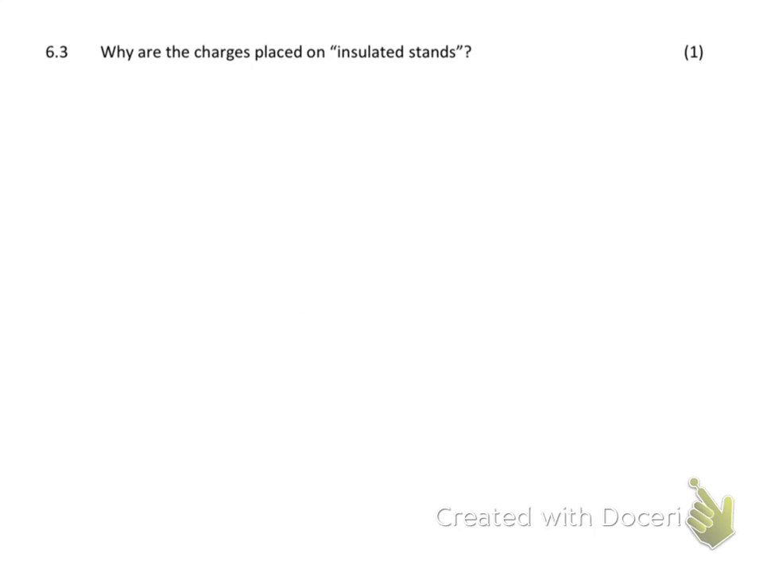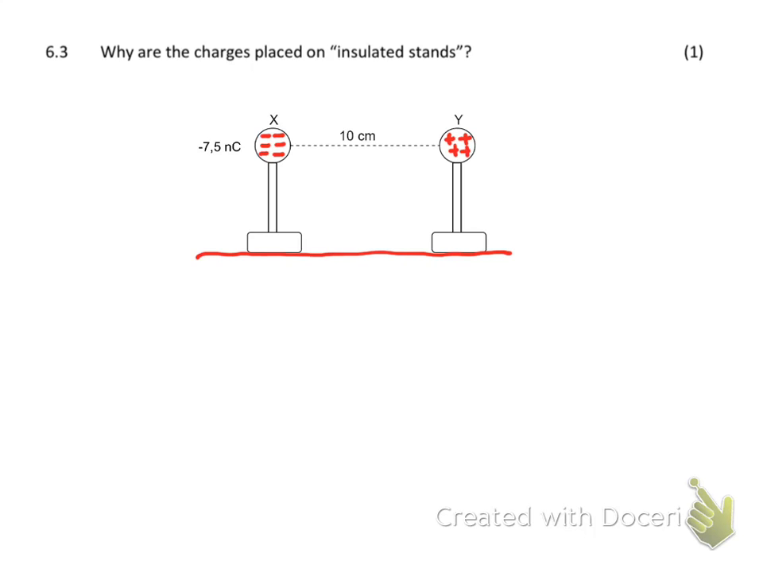Alright, 6.3, why the charges are placed on insulated stands. Just to remind you that, remember, X is negatively charged, and what that means is that there's a build-up of electrons on sphere X. Y is positively charged, which means there's a deficiency of electrons. Okay, we don't build up the positives, those are the protons in the nucleus, but there's a deficiency of electrons. Now, there's a drive in nature to equalize charge, and so in terms of sphere X, the drive would be for those electrons to be transferred down the stand into the Earth, and on Y, the drive would be for the electrons from the Earth to be drawn up to equalize the positive charge.